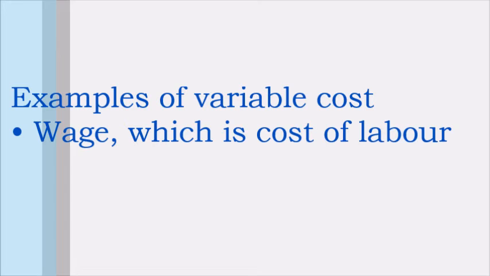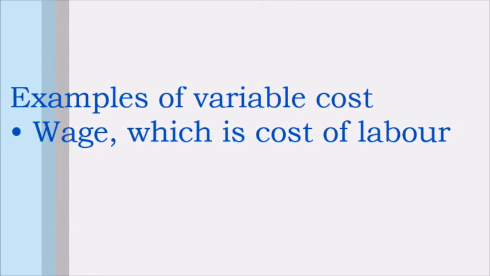If labor is the only variable input employed, then, for example, the wage of unskilled labor is variable. Casual workers, for example, can easily be done away with, and for that matter, their wage levels can be changed or varied easily.